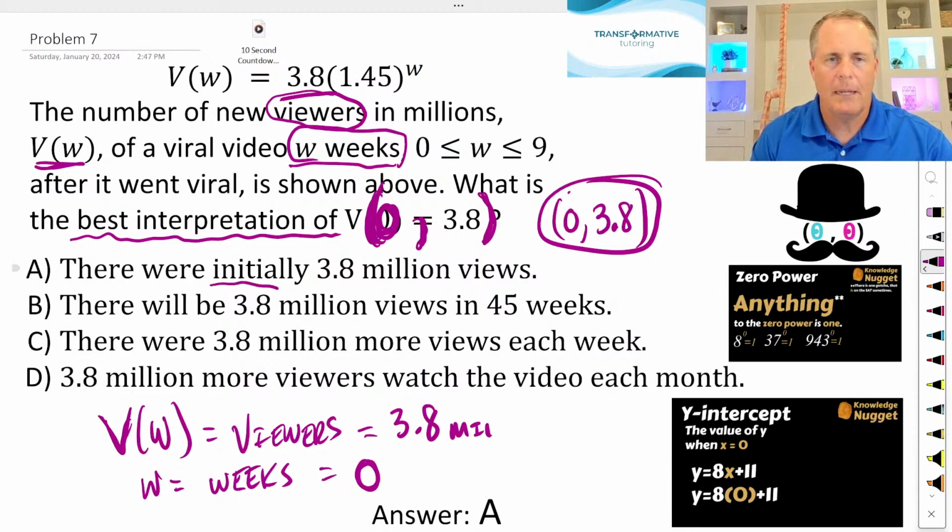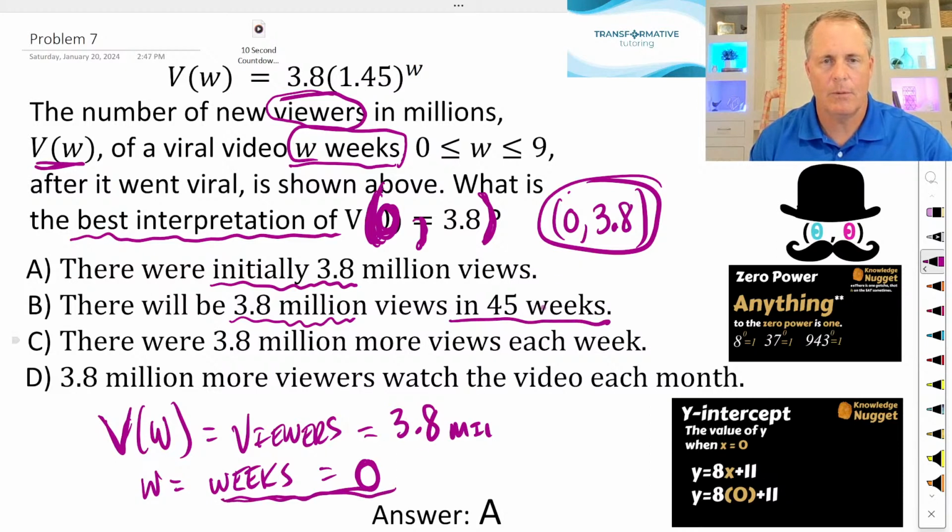So, would there be initially 3.8 million viewers? Will there be 3.8 million viewers in 45 weeks? Well, no, this is saying that there's 0 weeks, not 45 weeks. There's 3.8 million more viewers each week. Well, this isn't saying the number more viewers, and it's saying each week, where this is saying, no, this was in the first or the 0 week. And then here, I don't know, this is talking about months. Well, this problem's not about months, it's about weeks.